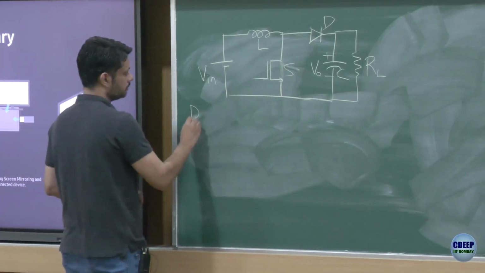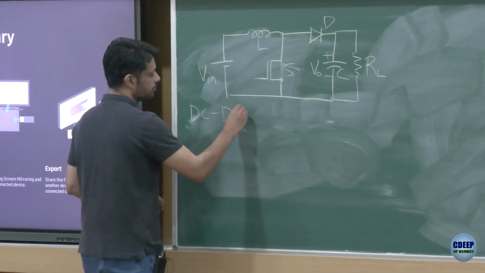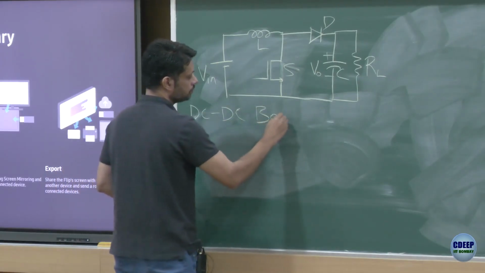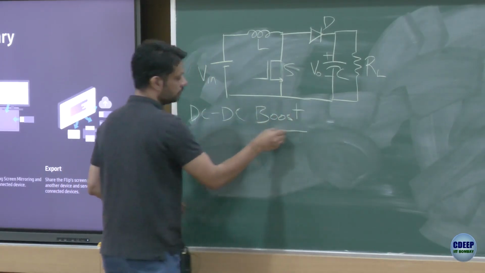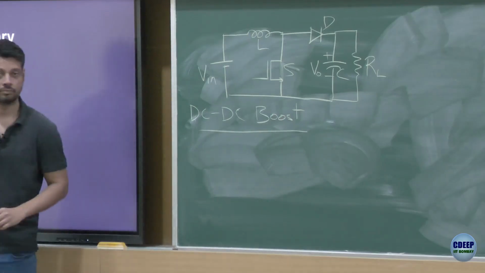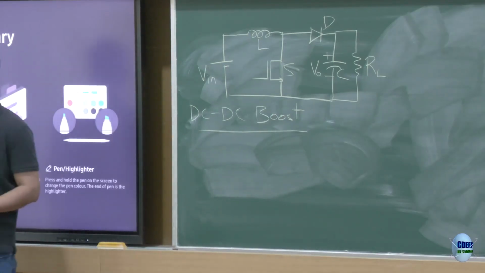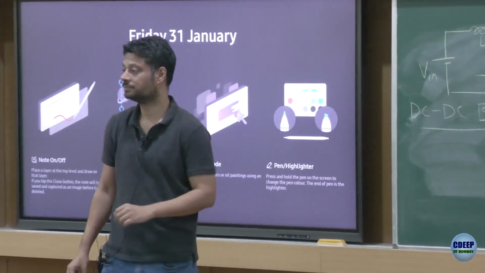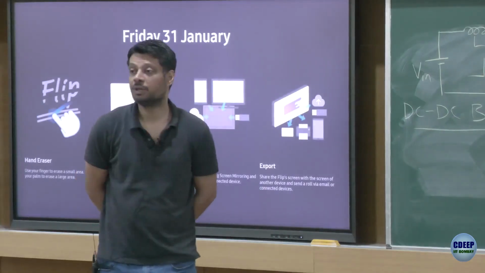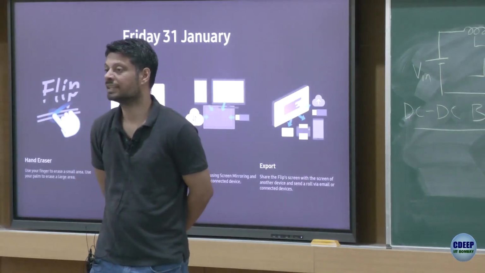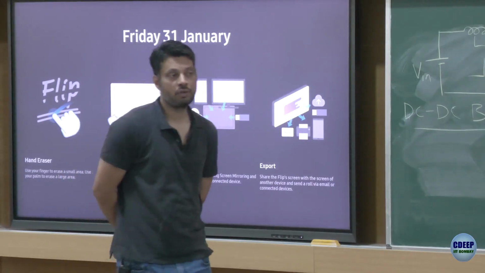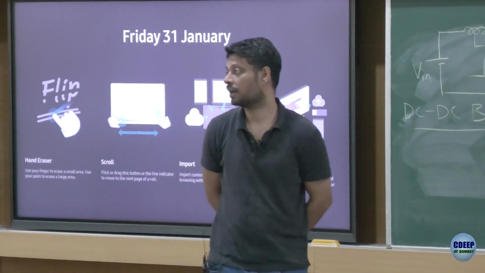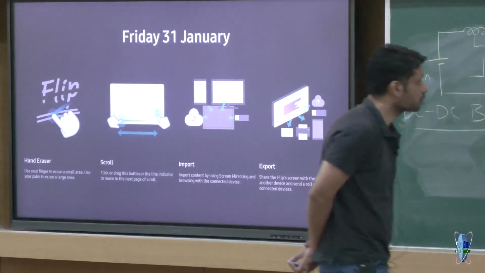That's the DC to DC boost converter. What happened? Now what do we do with this? What should be the next step? You have to answer the same questions which we have asked before. What were those questions?